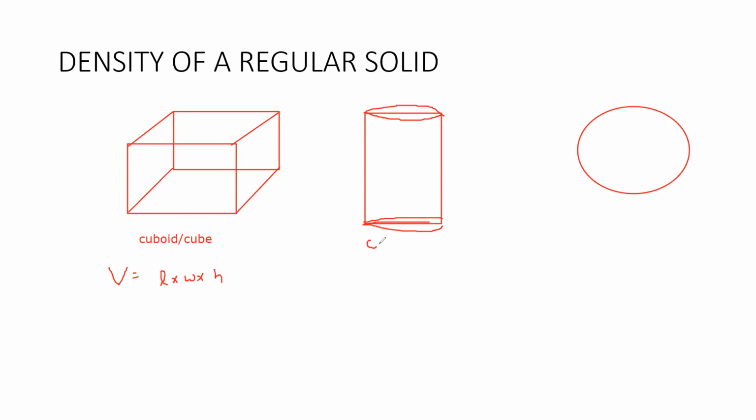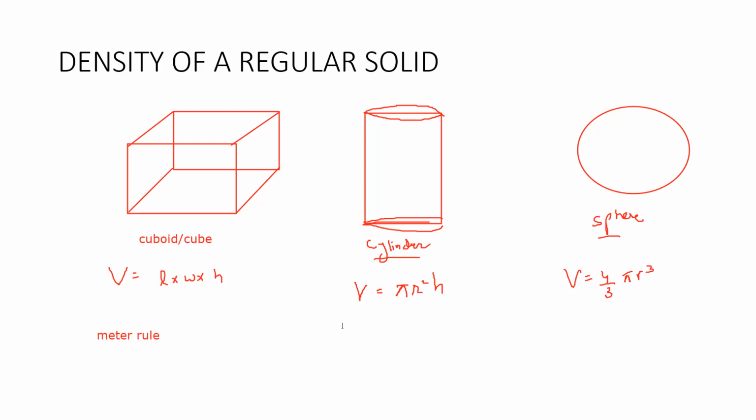What about the volume of the cylinder? How to get the volume of the cylinder? That is pi r square h. And what about the volume of the sphere? That is 4 by 3 pi r cube. So these are the formulas which you have to remember. Yes, that's right, 4 by 3 pi r cube is the formula for the sphere. And what apparatus do I need to measure the length, width and height? Here I need a meter rule.